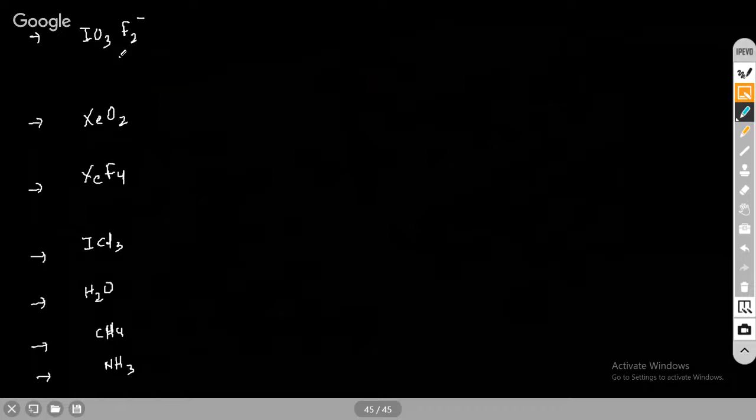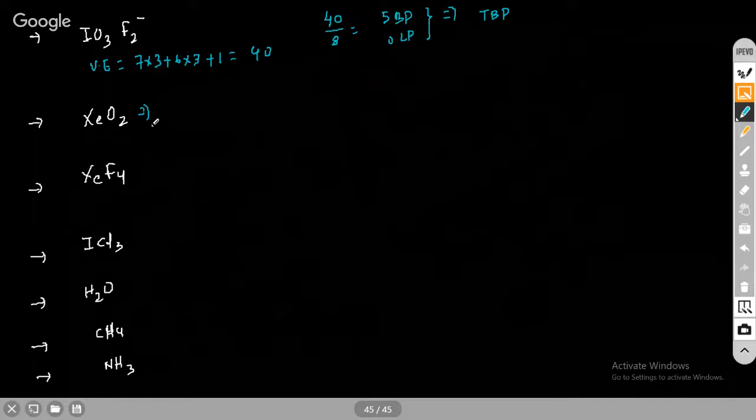Trigonal bipyramidal. What is the number of valence electrons here? For iodine it is 7. So 7 into 3, because we have 2 fluorine, 7 into 3, plus 6 into 3, plus 1 for the negative charge. It is 40. So 40 divided by 8 gives you 5 bond pair and 0 lone pair. So this is trigonal bipyramidal, geometry and shape both. Because the lone pair is 0, geometry and shape will be the same. Trigonal bipyramidal.